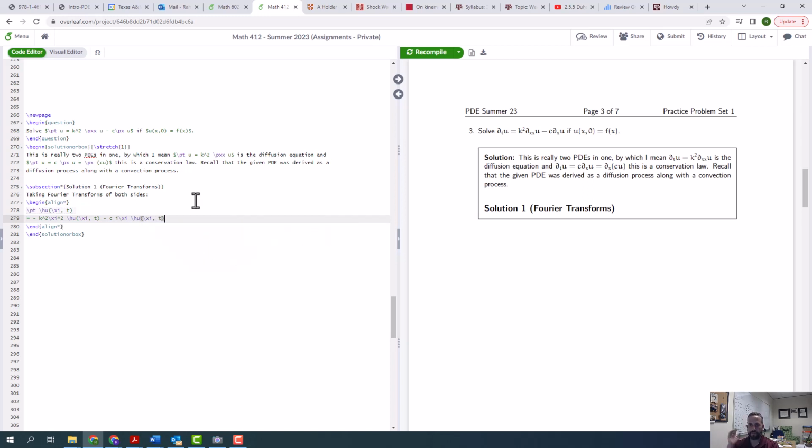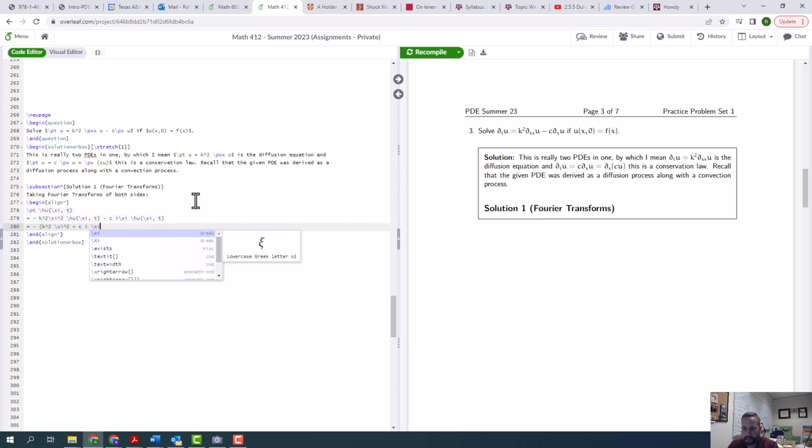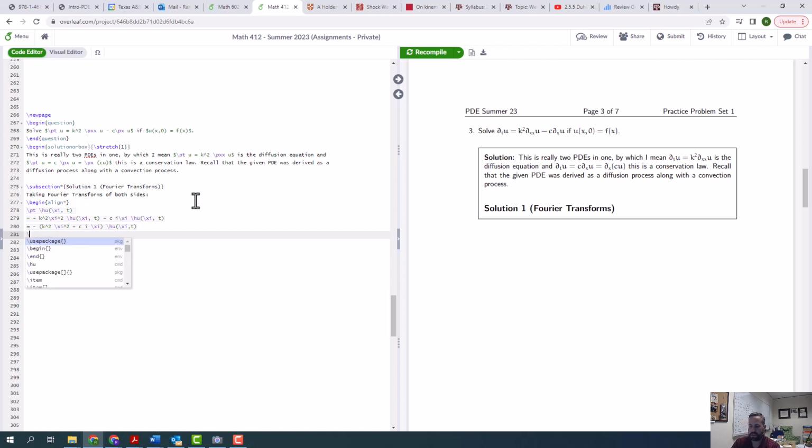Again, I just took Fourier transforms on both sides. This is an ordinary differential equation, but I'm going to combine the right-hand side and factor out the Fourier transform. So we're going to have minus k squared xi squared plus c i xi, times the Fourier transform. As far as the variable t is concerned, all of these, k squared, xi, c, are constants.